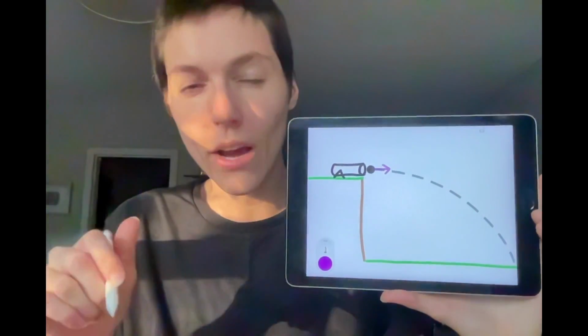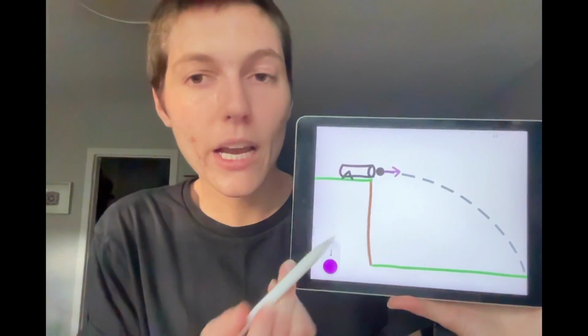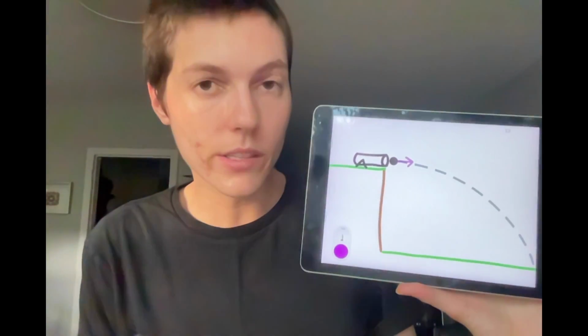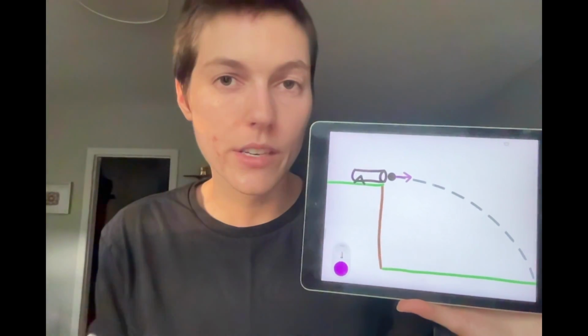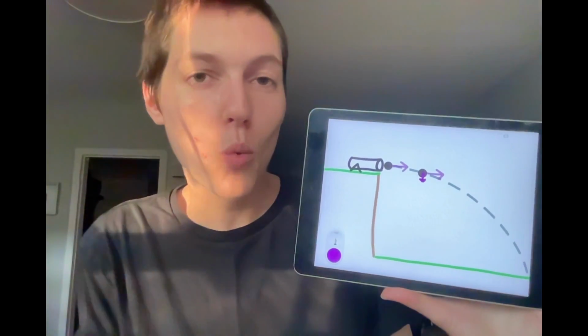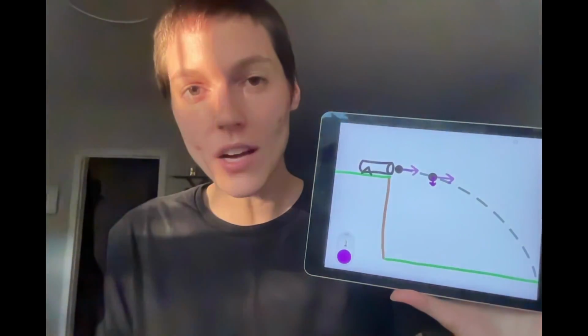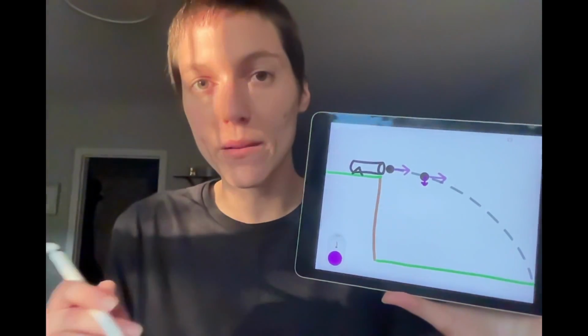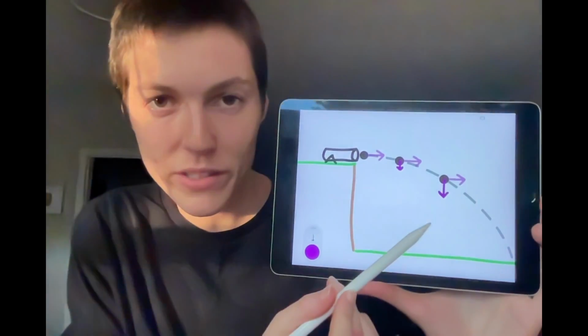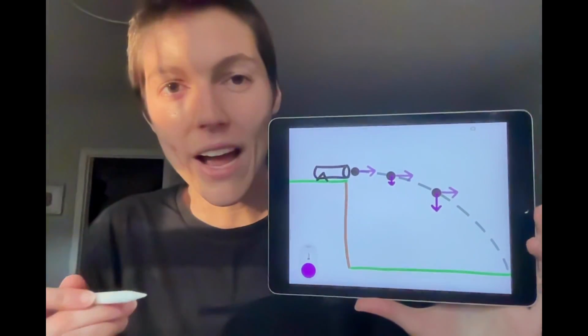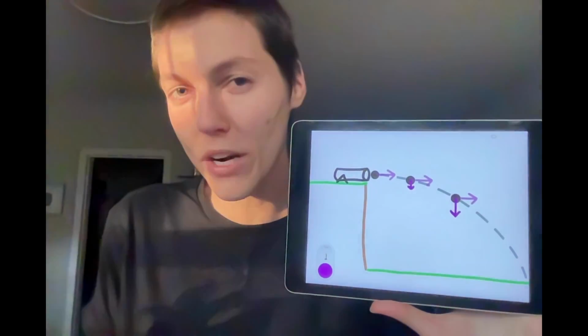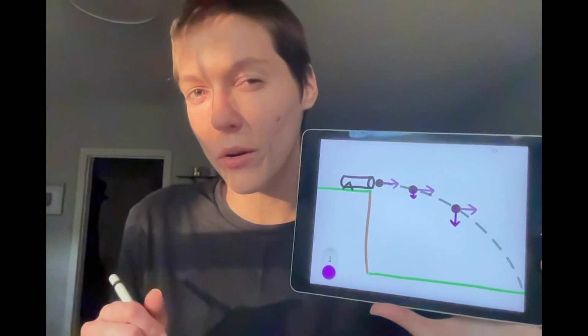Let's focus on the down part for a moment. At time 0 seconds, right when the ball has left the cannon, it's only moving to the right, so its downward velocity is 0. But 1 second later, the downward velocity will have increased by 10 meters per second. 1 more second later, it will have increased by 10 meters per second again. So now its downward velocity is 20 meters per second. See where I'm going with this?